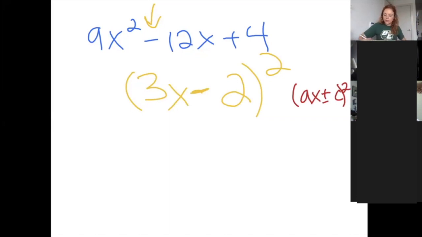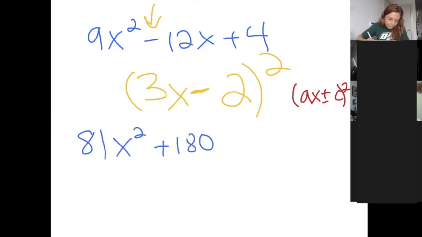Okay, so let's try another one. So if we had 81x squared plus 180x plus 100. What's different this time? It's a positive, so this time the positive in front of the b just means it's going to be plus. That's the only difference this time.